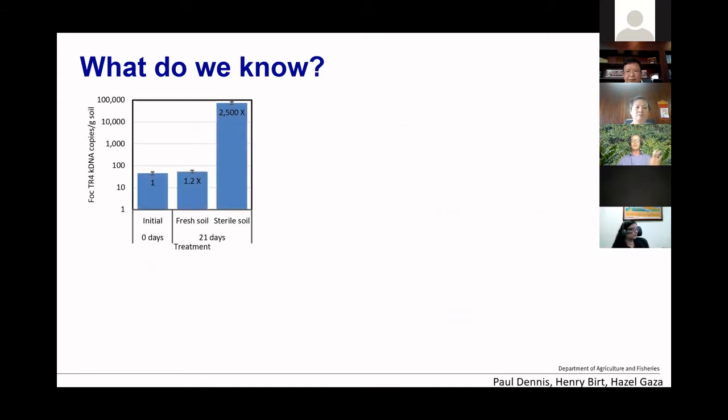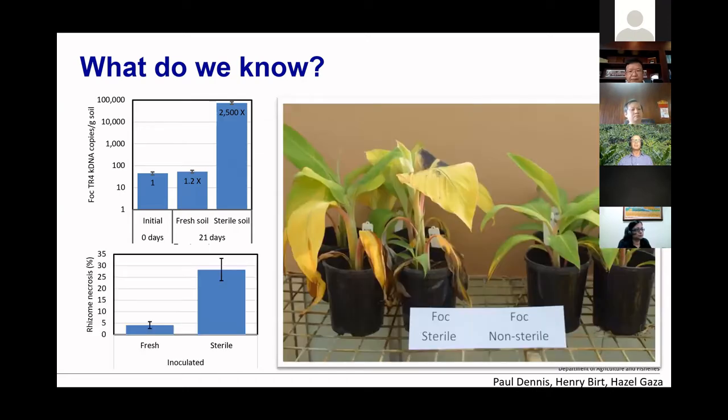We also know from the work that Paul just presented, that he and his PhD student Henry Burt did, what happens when we remove the microbiome from the soil. As Paul was saying, they added FOC to sterilised soil and fresh soil and measured its abundance 21 days later, and found a small increase in the fresh soil, but a 2,500-fold increase of FOC DNA copies in that sterile soil. And if we repeat the same process but use susceptible plants, as my colleague Hazel Garza did in a pot experiment, we get the same result.